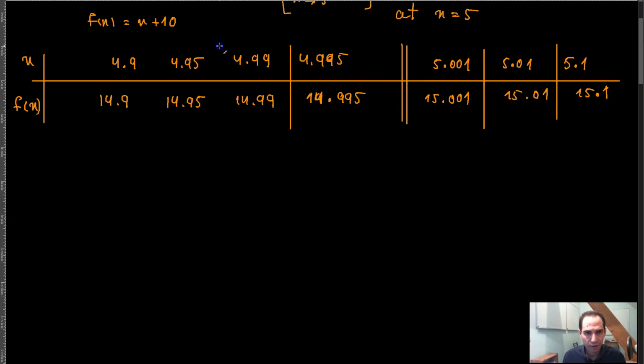So what that means is that, as you can see, as I'm getting closer, and suppose this point over here is x is equal to 5, as I'm getting closer to 5 from the left-hand side, the values of the function are getting closer and closer to 15: 14.9, 14.95, 14.99, 14.995, and so on and so forth, getting closer and closer to 15. And from this side, the values of the function are getting closer and closer to 15, as you can see: 15.1, 15.01, 15.001.